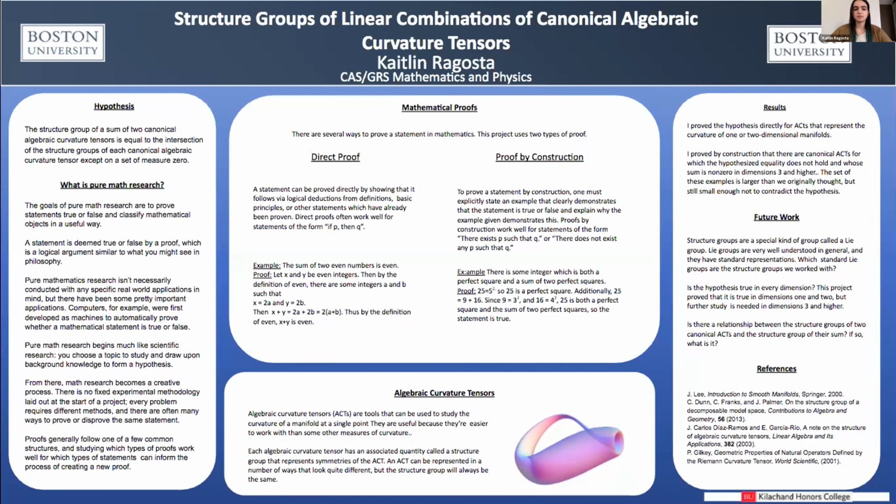And the way that we do that is with something called a proof, which is a logical argument. So you may have seen something similar in philosophy. And this begins sort of the way that scientific research begins. So you pick something that you want to study, you do a lot of background reading to see what is already known about it, and then you formulate a hypothesis.